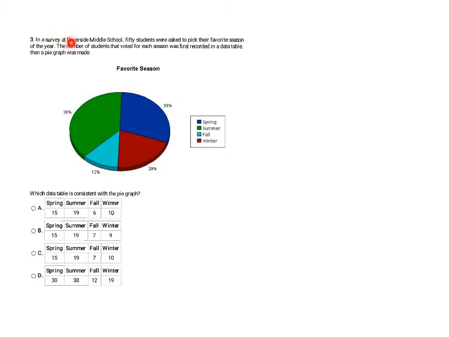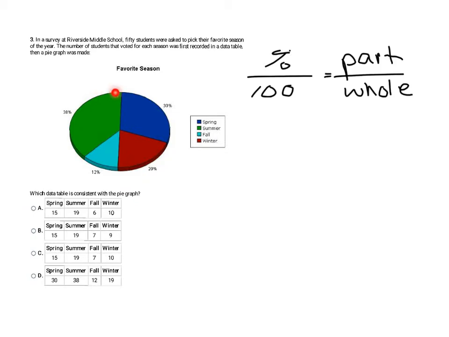This next problem says there was a survey at Riverside Middle School. 50 students were asked to pick their favorite season of the year. The number of students that voted for each season was recorded in a data table, then a pie graph was made. So here I have 50 students total, and I have to figure out what part of those is equal to each of these percents that I'm given. If I look at my tables though, the column that has the most difference is fall. So I'm going to start by figuring out my fall.